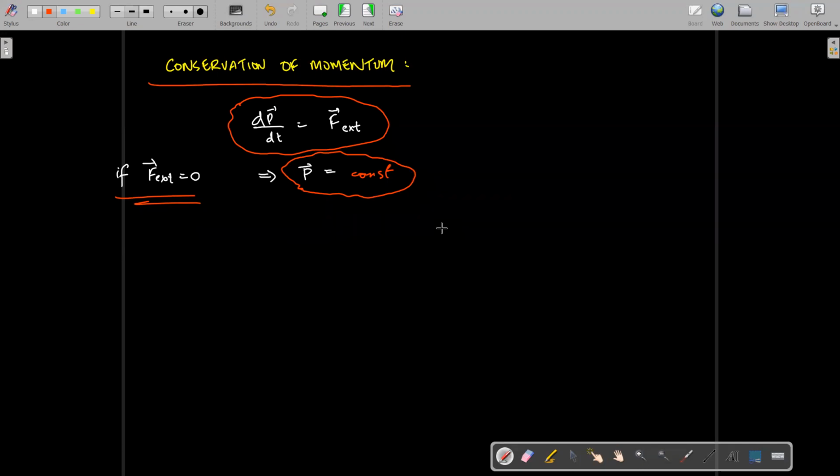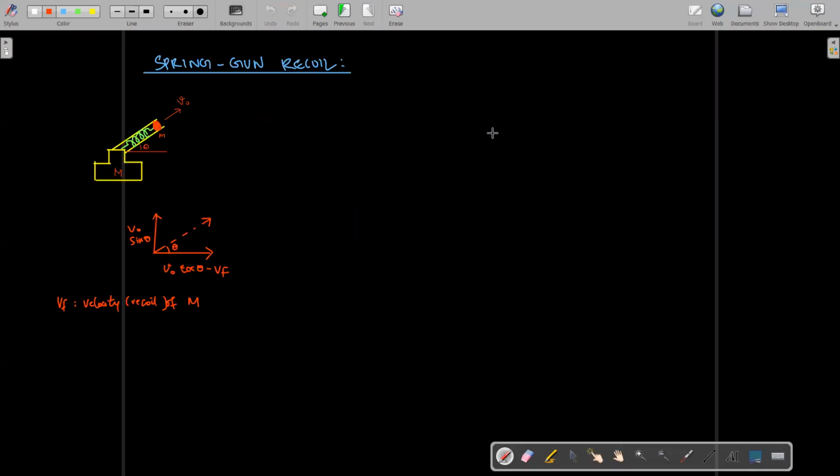And then next we have in this chapter something called spring gun recoil. Okay, this is an example for the conservation of linear momentum that we discussed last. Okay, I will not be explaining it thoroughly. I'll just give you the hints. Okay, and you will also have to do this as an exercise.